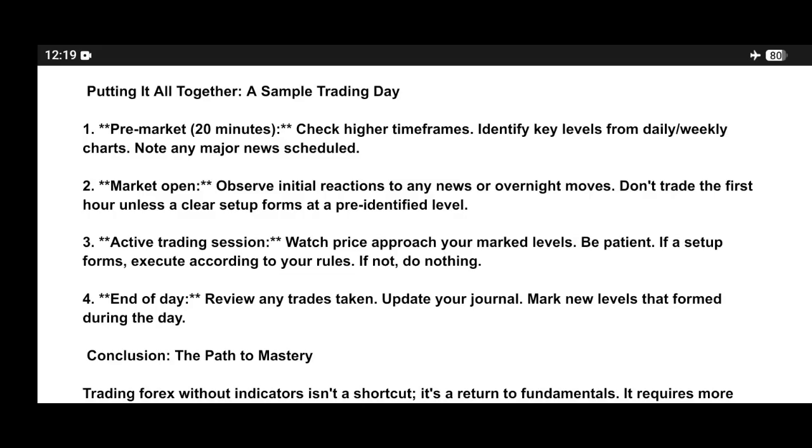Number three, active trading session. Watch price approach your market level. Be patient if a setup forms. Execute according to your rule. If not, do nothing. Are you getting me?